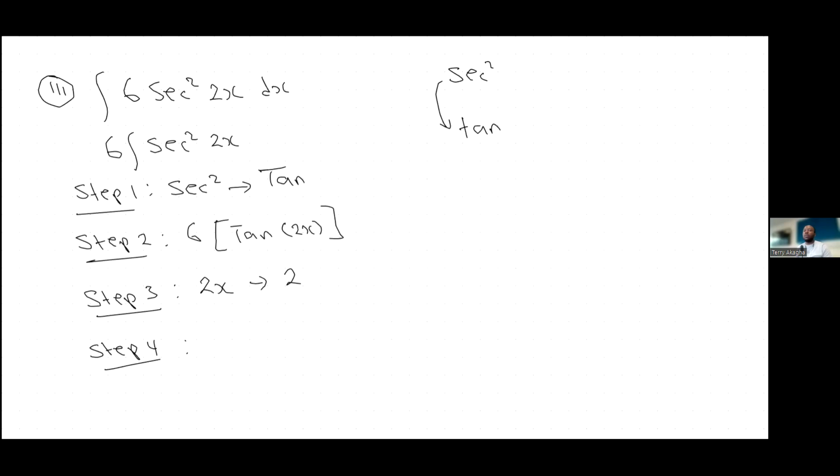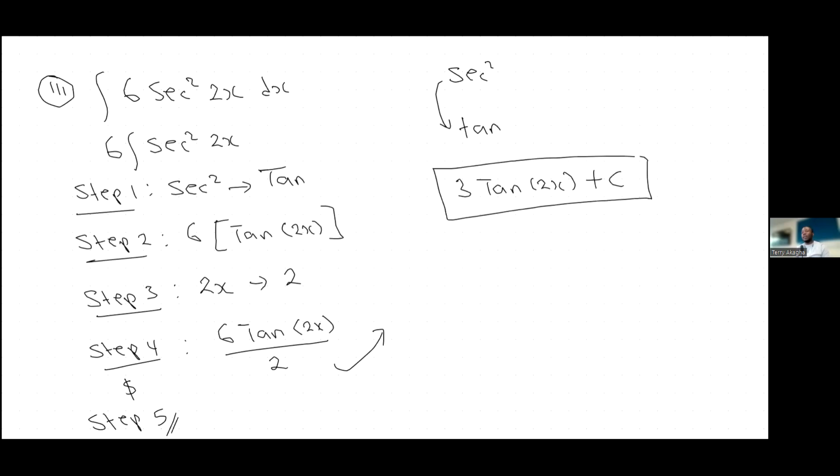So step 2 is 6 tan 2x divided by 2. Are you seeing it? Then you can further simplify because 2 can go into 6, and that'll give you 3 tan 2x. Then on step 5, we always say you then add C to it. And that will be the answer for that: 3 tan 2x plus C.